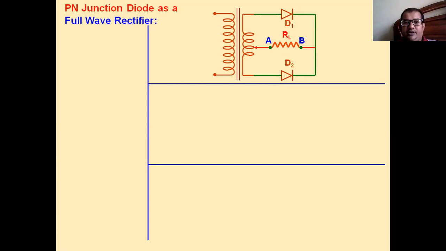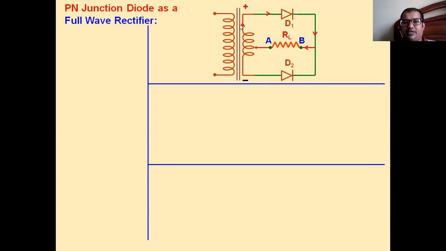Now, when a positive half cycle appears across the secondary of the transformer, when we supply AC voltage to the primary coil, the AC also appears across the secondary coil. During the positive half cycle, this point will be at higher potential with respect to this point. So let us consider this point is the positive part and this point is the negative part.